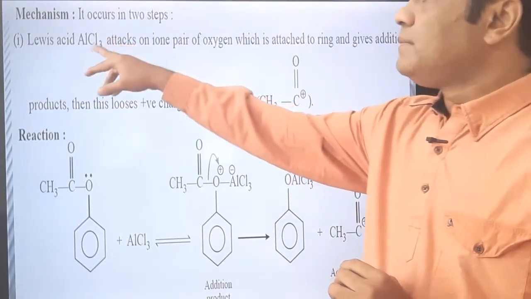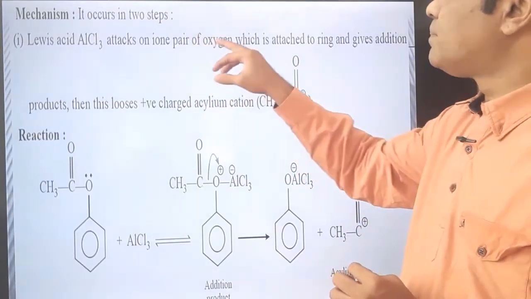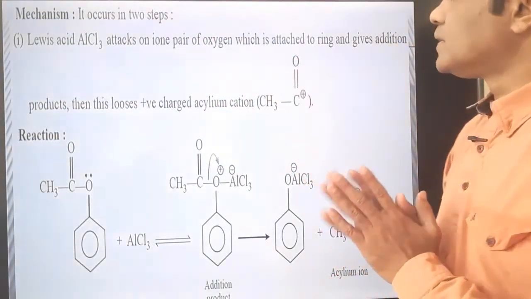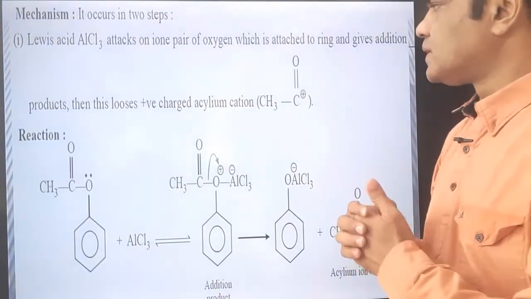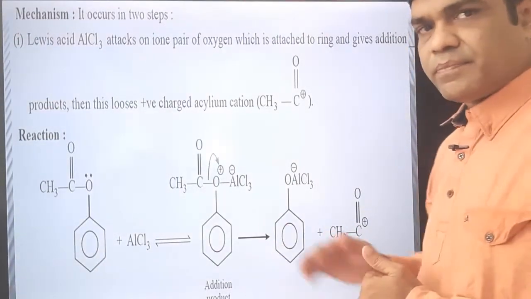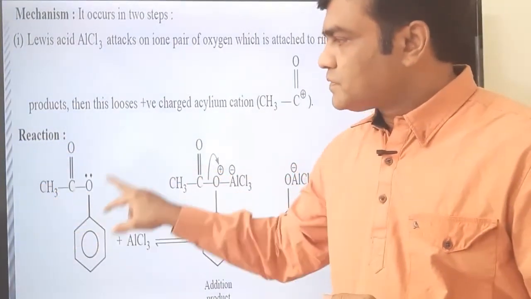This Lewis acid catalyst, aluminum trichloride, attacks the lone pair of oxygen attached to the ring and gives an addition product. Then there is a loss of positive charge, and acylium cation formation takes place. Let us see in detail, look toward this reaction, this mechanism. This is phenyl acetate.